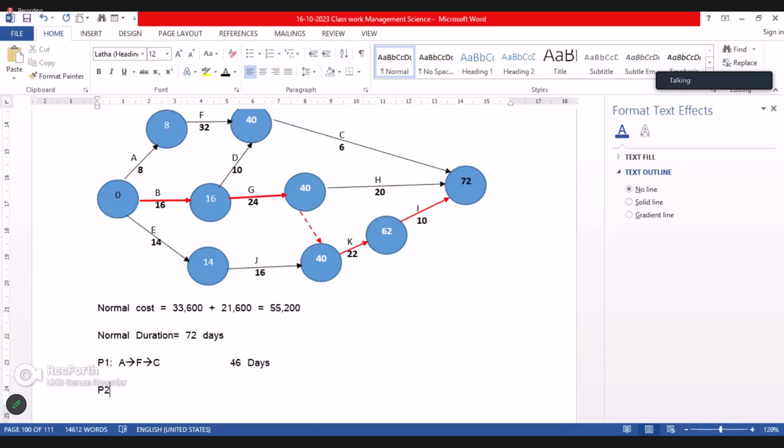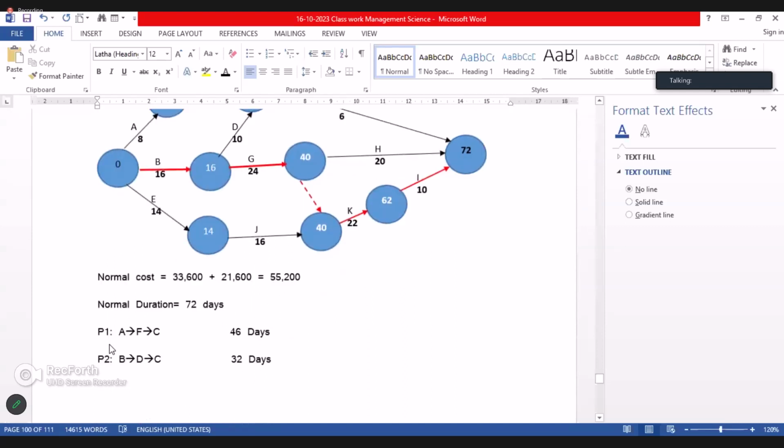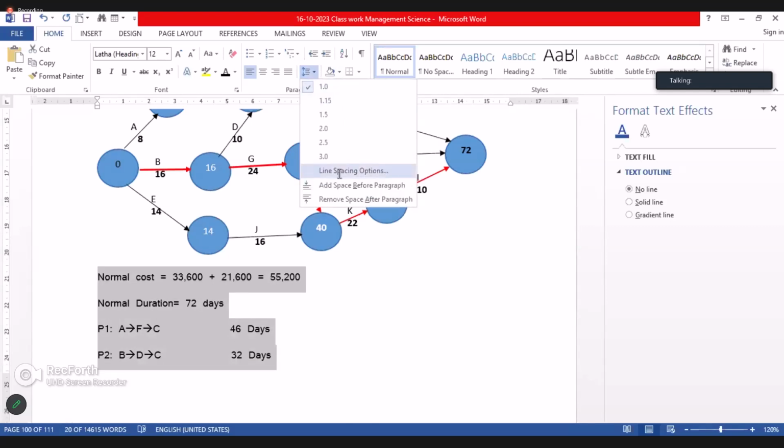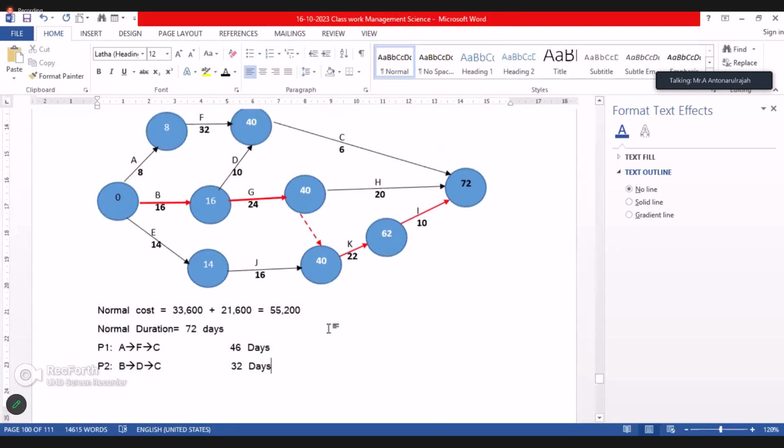Path 2. B, D, C. How much? 16 plus 10, 26. 26 plus 6, how much? 32 days. 32 days, right? The second one.